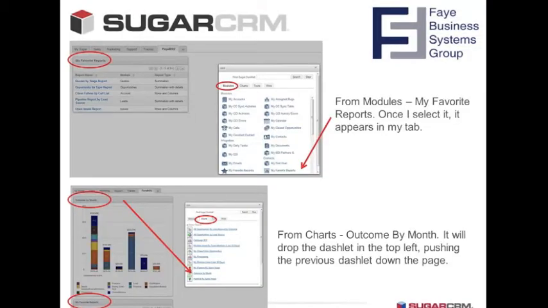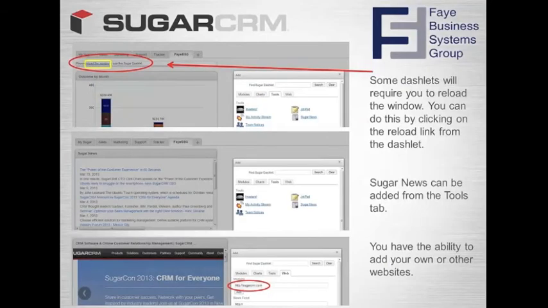So today I've selected the My Favorite Reports tab, and as you can see as I select that, on the left-hand side, the My Favorite Reports Dashlet will appear. Next, I click into the Charts and select Outcome by Month. You'll notice here that the Dashlet has also appeared on the left-hand side, and it has pushed the My Reports down. As you continue to add Dashlets, it will just push each Dashlet down a page further.